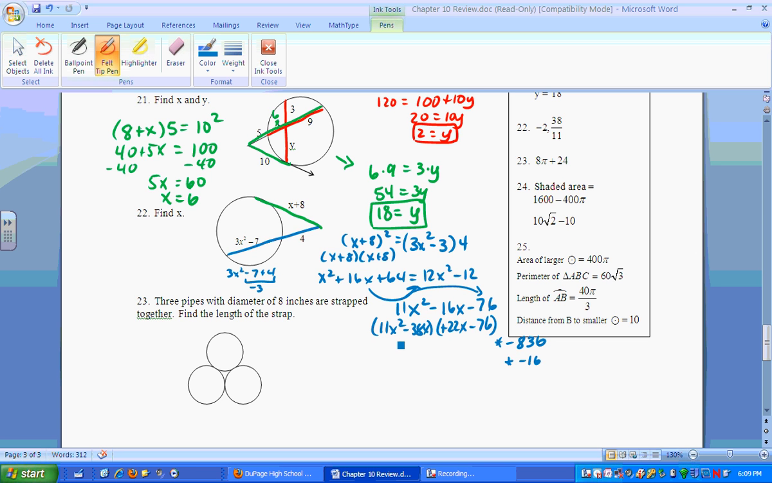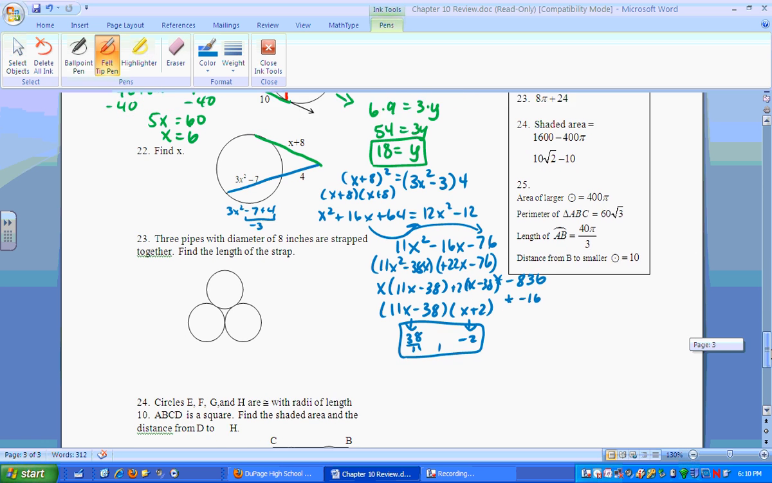This group, you can pull out an x, leaving you 11x minus 38. And this group, you can pull out a plus 2, leaving you with 11x minus 38. So you get 11x minus 38 for one term, and the other term is x plus 2. This answer is negative 2. This answer is 38 over 11. And guess what? Both work when you try and plug them back in, because the negative 2 doesn't cancel out this time.